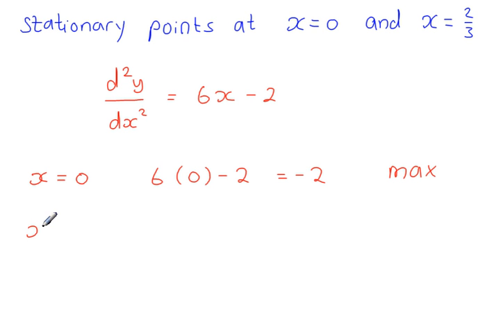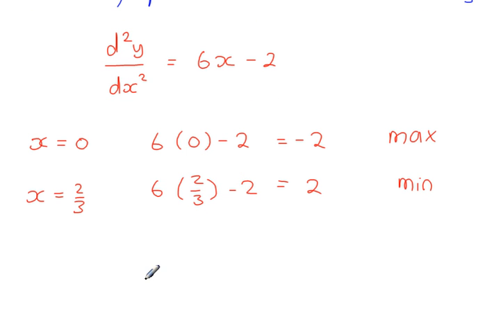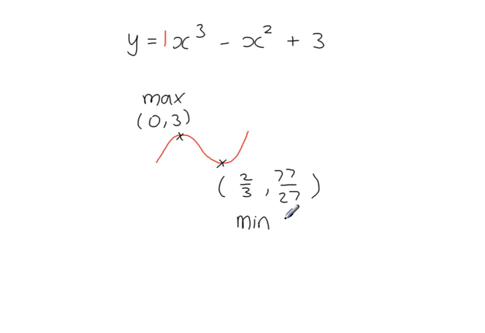When x is equal to 2/3, substituting that into the second derivative. 6 times 2 is 12. 12 divided by 3 is 4. 4 minus 2 gives 2. That's a positive value, which means this is a minimum point. So x is 0 is a maximum, and x is 2/3 is a minimum. That's exactly what I had from the sketch of this curve.